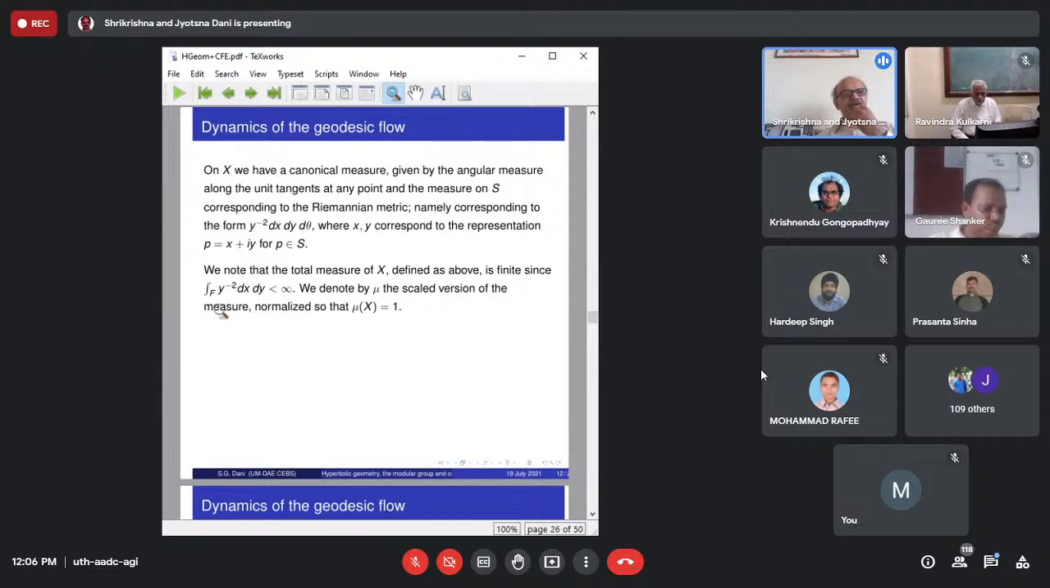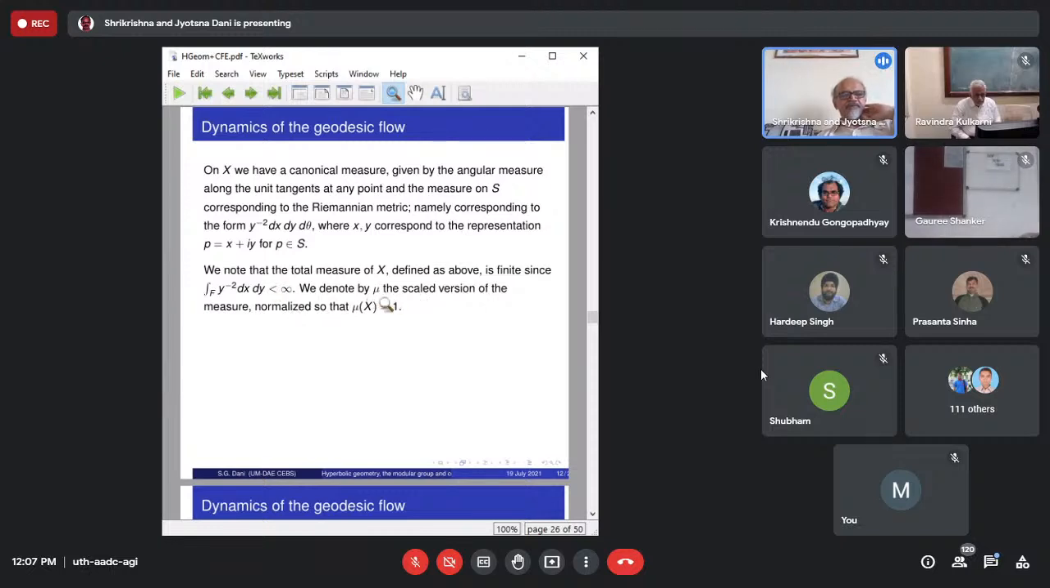because if you look at this integral y raised to minus 2 dx dy, x is running only from minus half to half, so that doesn't contribute anything, and the integral of 1 over y squared dy is something finite. So the total measure of the space X is finite. You can actually compute that value, but we will not bother.